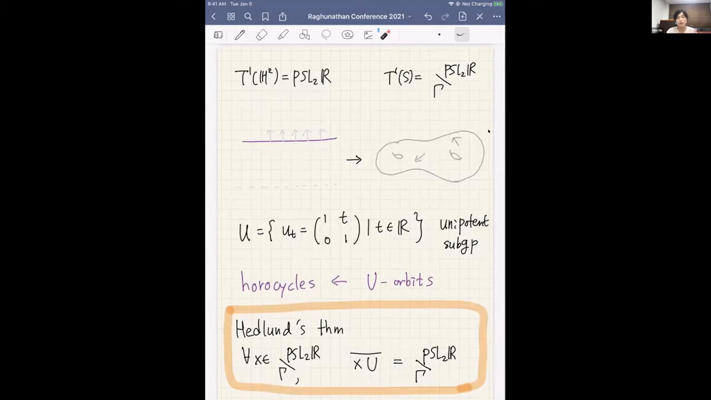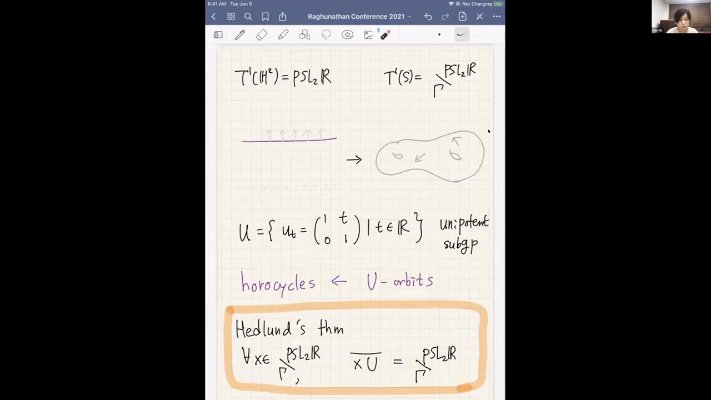I said unipotent subgroup: a subgroup is called unipotent if it consists only of unipotent matrices, and a matrix is unipotent if all the eigenvalues of this matrix are exactly one. So of course here, these are unipotent matrices. Okay? So here we have a one parameter unipotent subgroup.